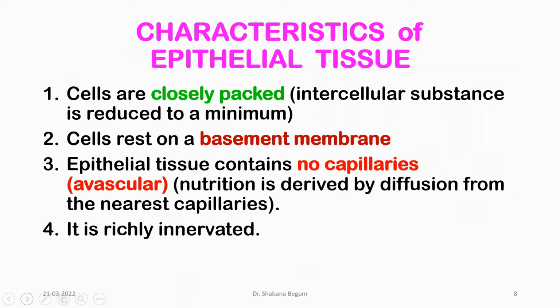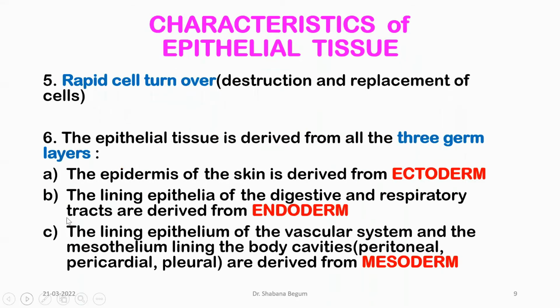So, what are the characteristics of the epithelial tissue? Number one, these cells are closely packed together, that is, the intercellular substance is reduced to a minimum. The cells rest on the basement membrane. The epithelial tissue is avascular, that is, it has no blood supply. So how does it derive its nutrition? It derives its nutrition from the nearest capillaries, and it has a rich nerve supply. Also, these cells undergo rapid destruction and replacement. This is known as the rapid cell turnover.